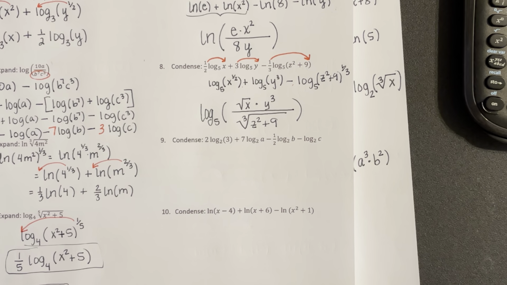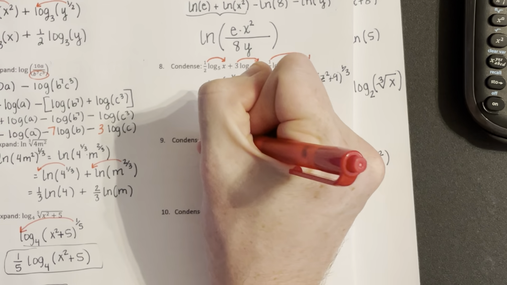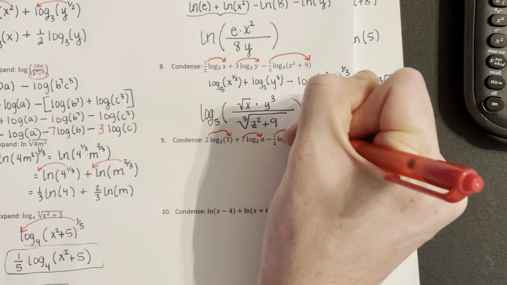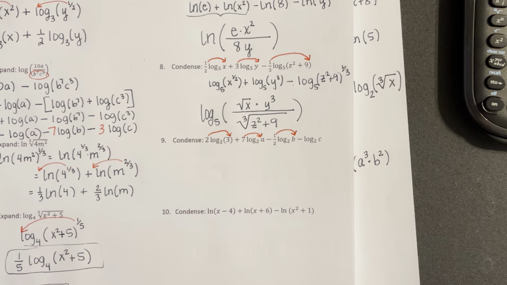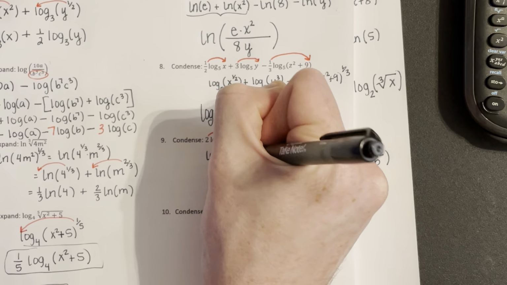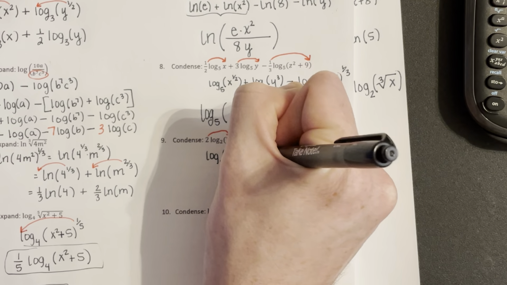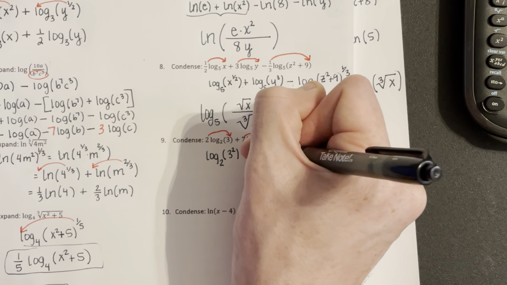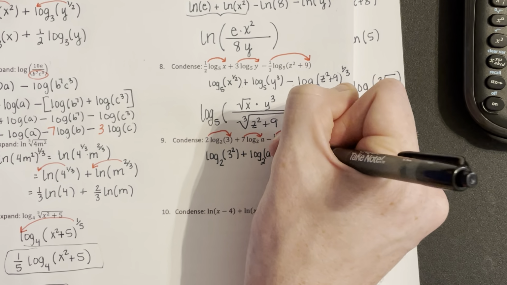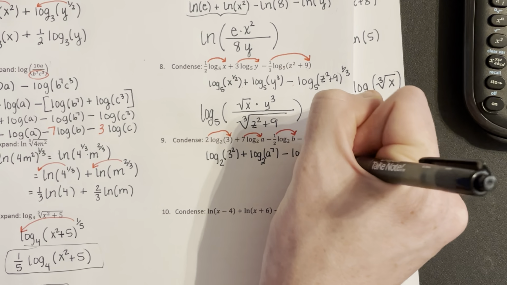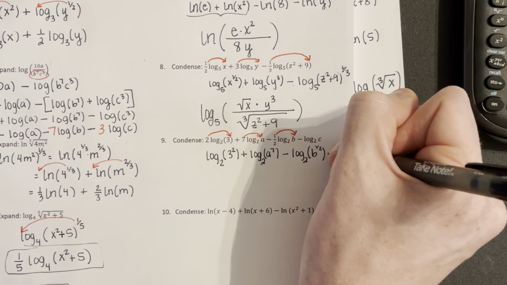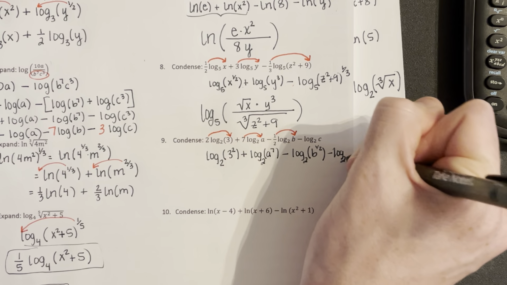All right, so number 9, still do your power property first. The last one doesn't have a power, but I've got log base 2 of 3 squared plus log base 2 of a to the 7th minus log base 2 of b to the 1/2 minus log base 2 of c.